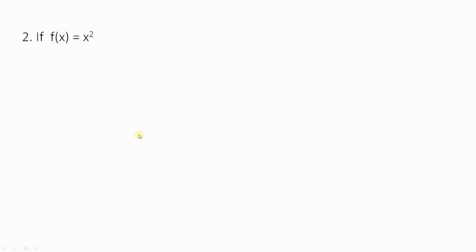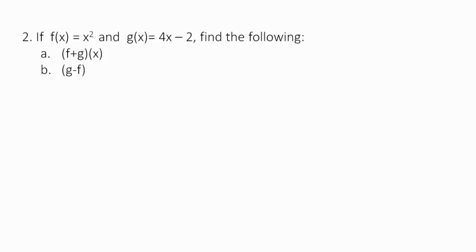Let's see another problem. If f of x equals x squared and g of x equals 4x minus 2, find the following. A, f plus g of x, meaning we will add the function of f to the function of g, so this becomes the sum. And B, we will have the difference, g minus f of x.